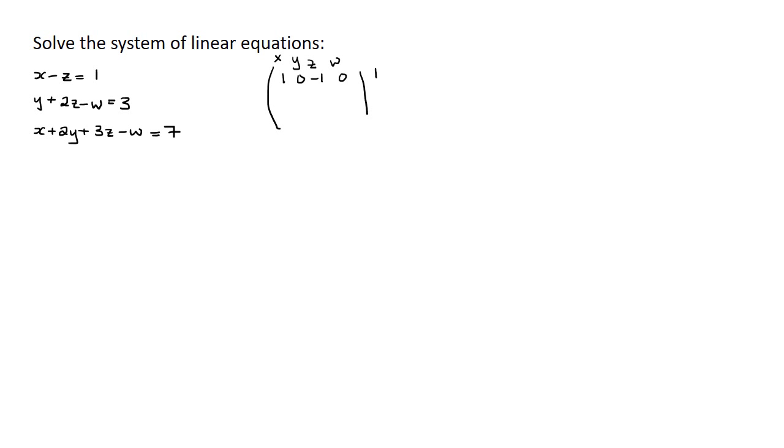In my next row, I have 0, 1, 2, -1, and this is equal to 3. And in my final row, I have the coefficient of x is 1, the coefficient of y is 2, the coefficient of z is 3, and the coefficient of w is -1. And x plus 2y plus 3z minus w is equal to 7.